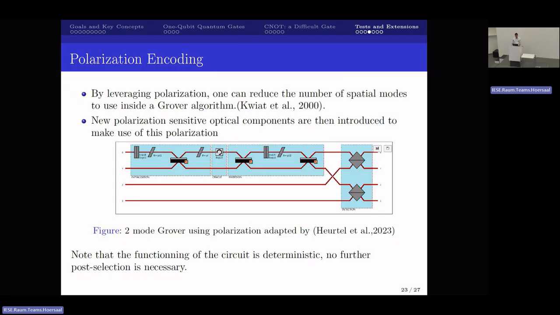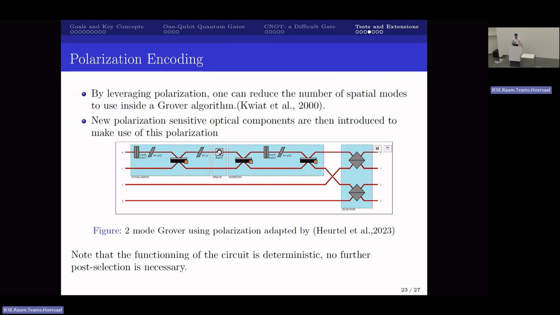By leveraging polarization, one can reduce the number of spatial modes needed to, for instance, make a Grover circuit. But the gates will not be the same as the gates I presented to you. So really building a gate for specific encoding depends on the encoding. So the Z gate will not be the same, and the X gate might not be the same in different encodings. So here we have one other way to do it, and it's with polarization.